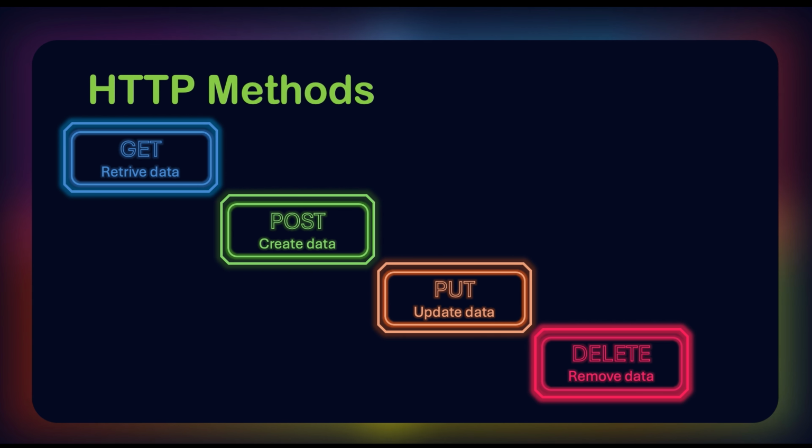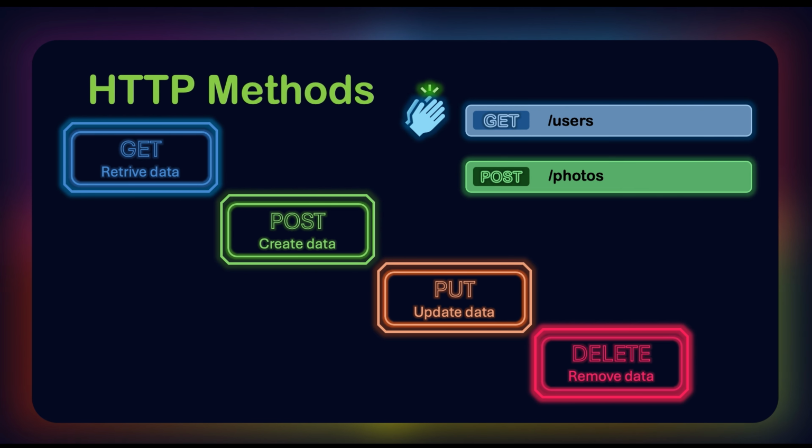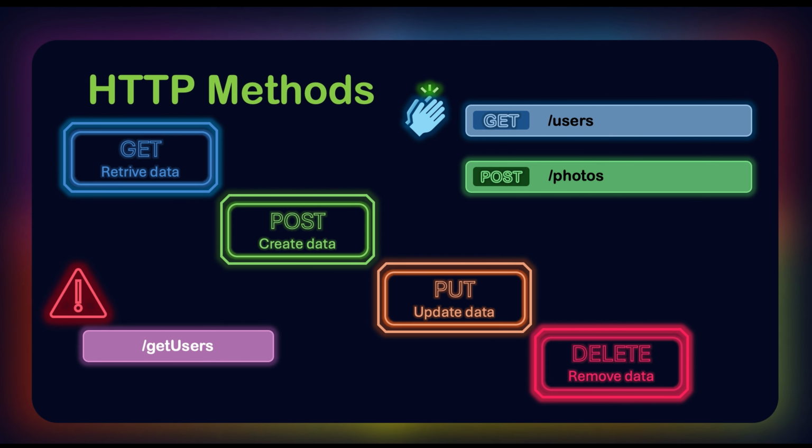So, to get all users, we use the GET method on the address /users. To create a new photo, we use the POST method on the address /photos. Avoid putting verbs in your URLs like /getUsers or /createPhoto. Let the method do the talking.